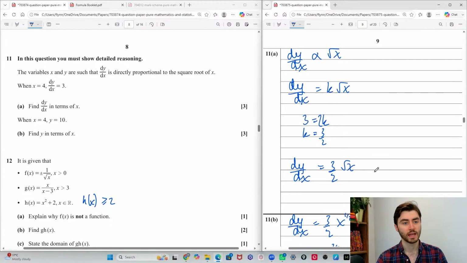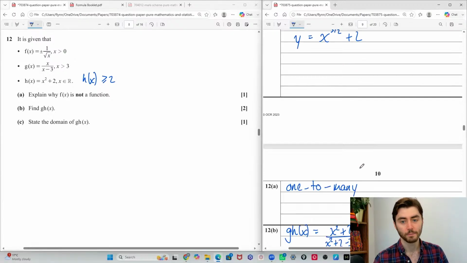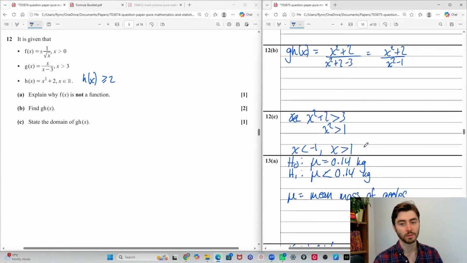So 11a. If this is true, it is directly proportional. Yeah, this works by plugging it back in. So is this true? When x equals 4, that becomes 8. y does equal 10. And then you do get the same dy/dx. So I like that. Question 12, one to many, blah, blah, blah.